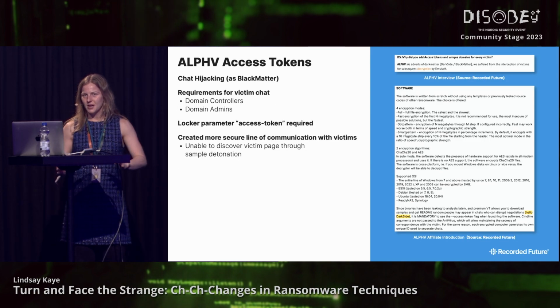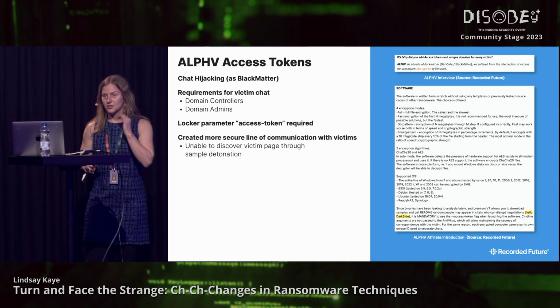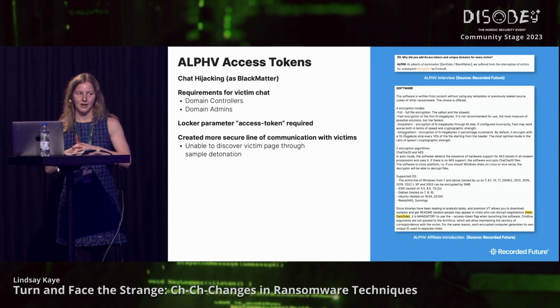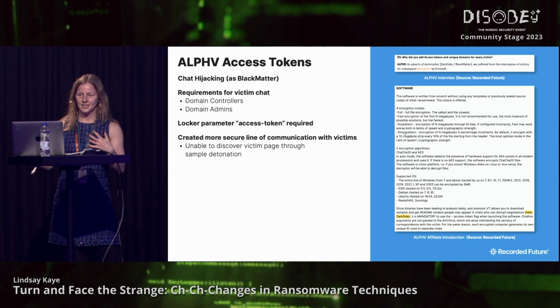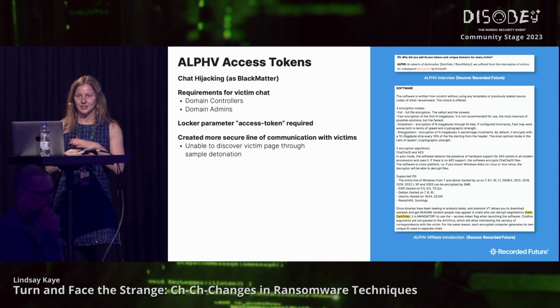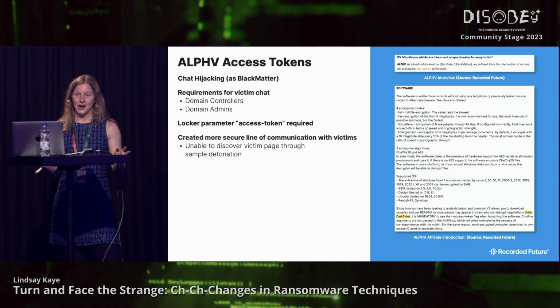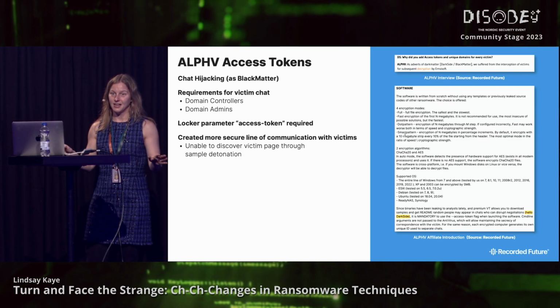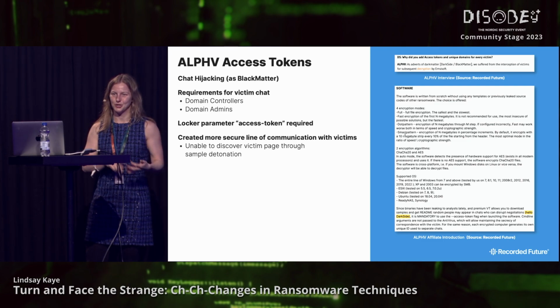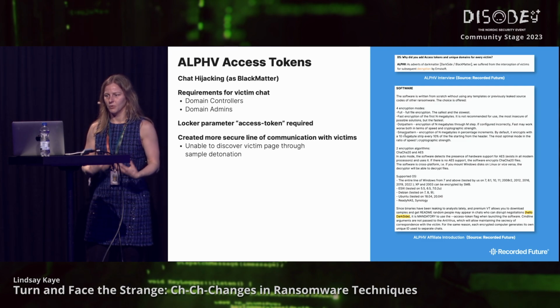So the idea behind the Alpha access tokens. When the group was Black Matter, there was a pretty well-known chat hijacking incident. The threat actor was trying to negotiate with the victim of the attack. Some researchers found a sample in VirusTotal, detonated it, and found the link to the chat. They and a wide variety of other people went in, pandemonium ensued because the threat actor couldn't tell who they were negotiating with and had to ultimately end the chat. In order to spin up the proper victim chat, they had to require domain controllers and domain admin information to find out who the real victim was.